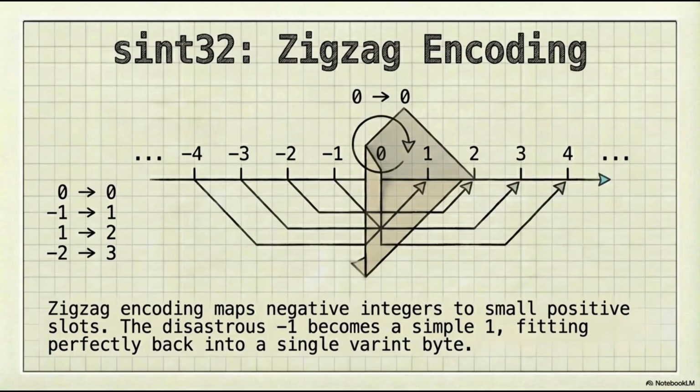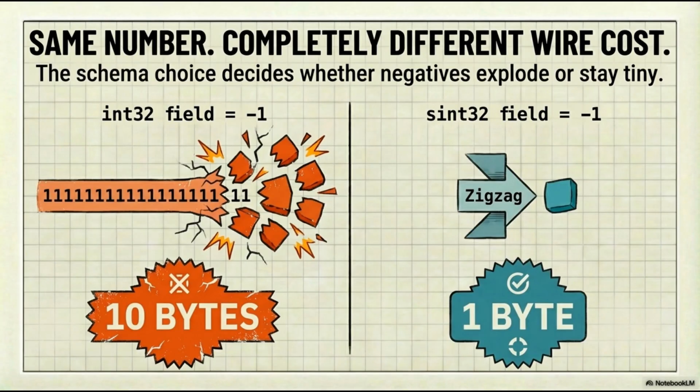Think of a standard number line, with 0 in the middle, positives to the right, negatives to the left. Zigzag encoding folds that number line in half right at the 0. Okay, I'm picturing it. It interleaves the negative and positive numbers like the teeth of a zipper. 0 stays 0. -1 becomes 1, +1 becomes 2, -2 becomes 3, +2 becomes 4. It zigzags back and forth. I see. It maps every negative number to a small positive integer. So -1 gets mapped to 1, and that fits perfectly into a single varint byte. It turns a disastrous 10-byte payload back into a single byte.